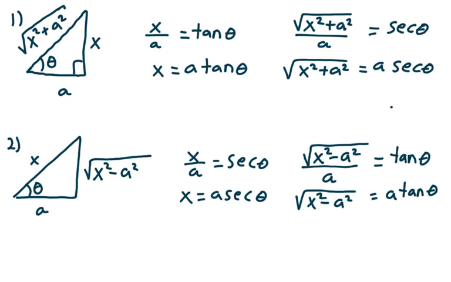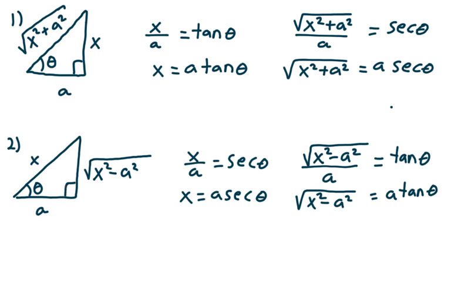So my substitution will be the following. X over a is equal to tangent theta. Multiplying both sides by a, we get x equals a tangent theta. And then the square root of x squared plus a squared divided by a is equal to secant theta. Multiplying both sides by a, we get the square root of x squared plus a squared is equal to a secant theta.